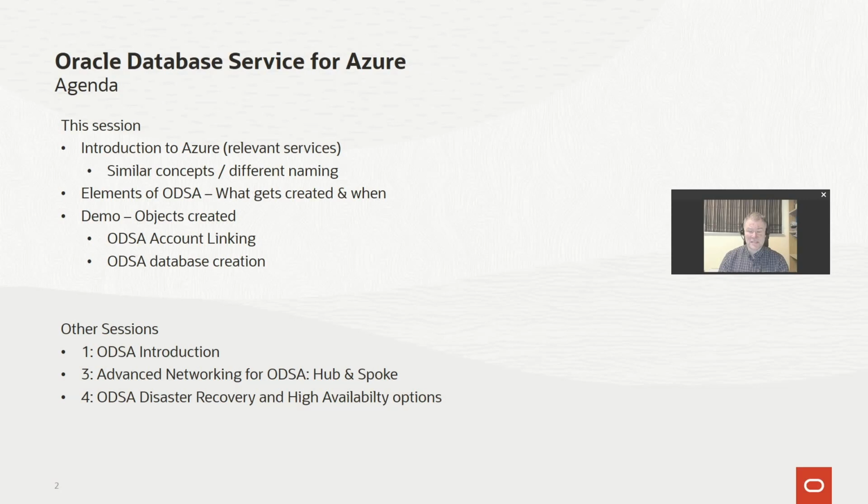As mentioned, this is the second in a four-part series. So in the previous session we had a look at some of the introduction topics on ODSA, and in the next two sessions we'll also look at some advanced networking, specifically how to plug into a hub and spoke network on the Azure side, and also we'll have a look at disaster recovery and high availability options for ODSA. But let's start now with looking at a little bit of a deep dive into the ODSA architecture.